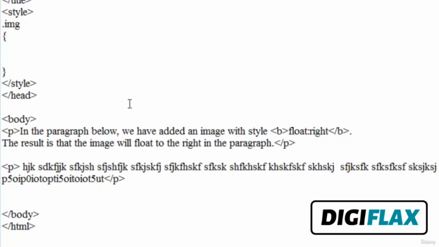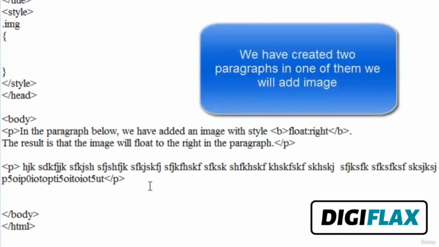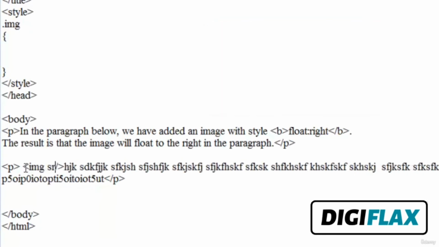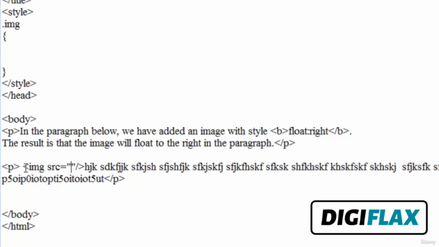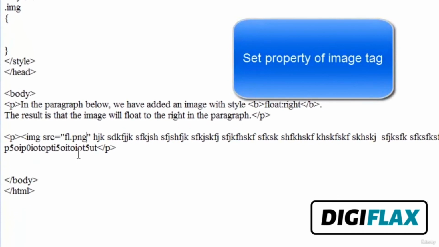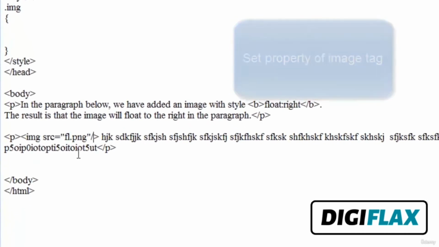Now let's create a document which uses this floating. We have created two paragraphs. Now I will add an image into this paragraph using the image tag. Give src is equal to the source of your image. My image name is fl.png. Complete the image tag.